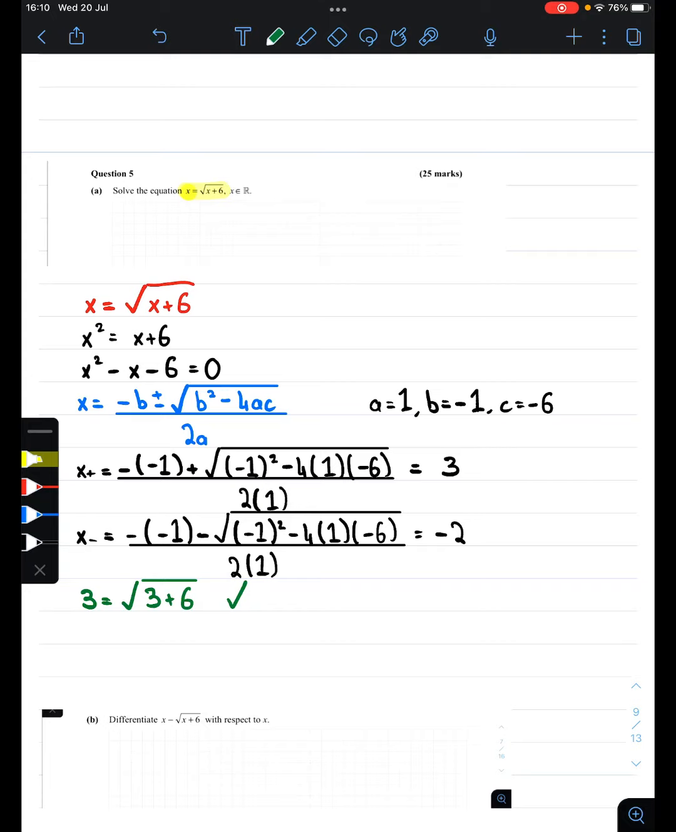And does minus 2 equal the square root of minus 2 plus 6? But this does not work, since the square root of a positive number is positive. So our answer is x equals 3.